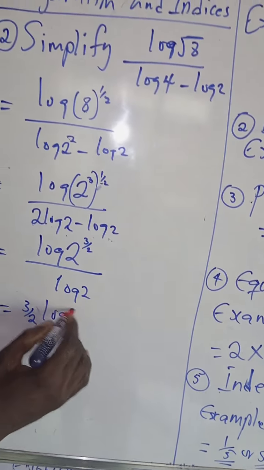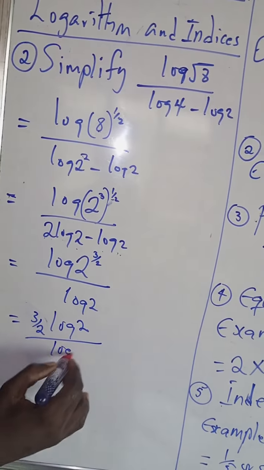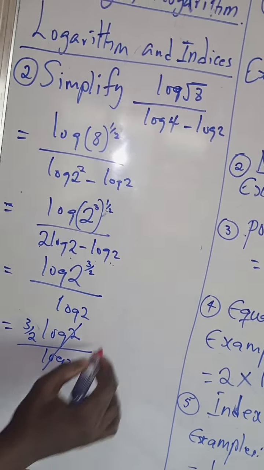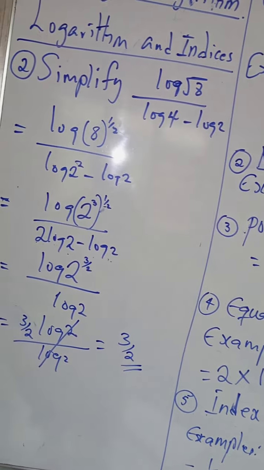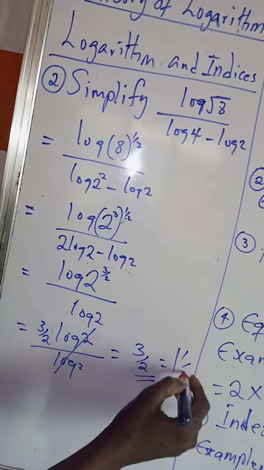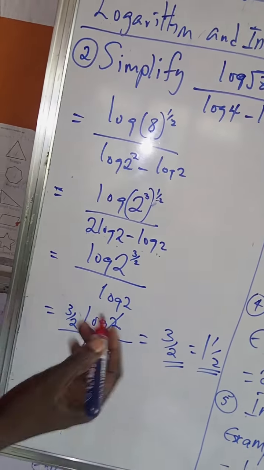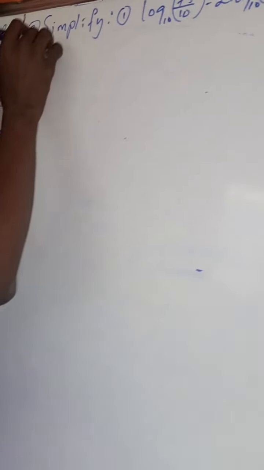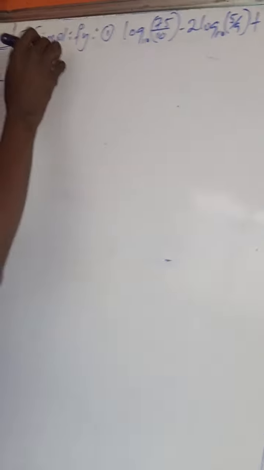So we'll now have log 2 here over what? Log 2. Log 2 can cancel log 2. Finally, my answer will be 3 over 2. I'd better still say 1 over 2. Now, let's still look at one more example. It is a NECO question.